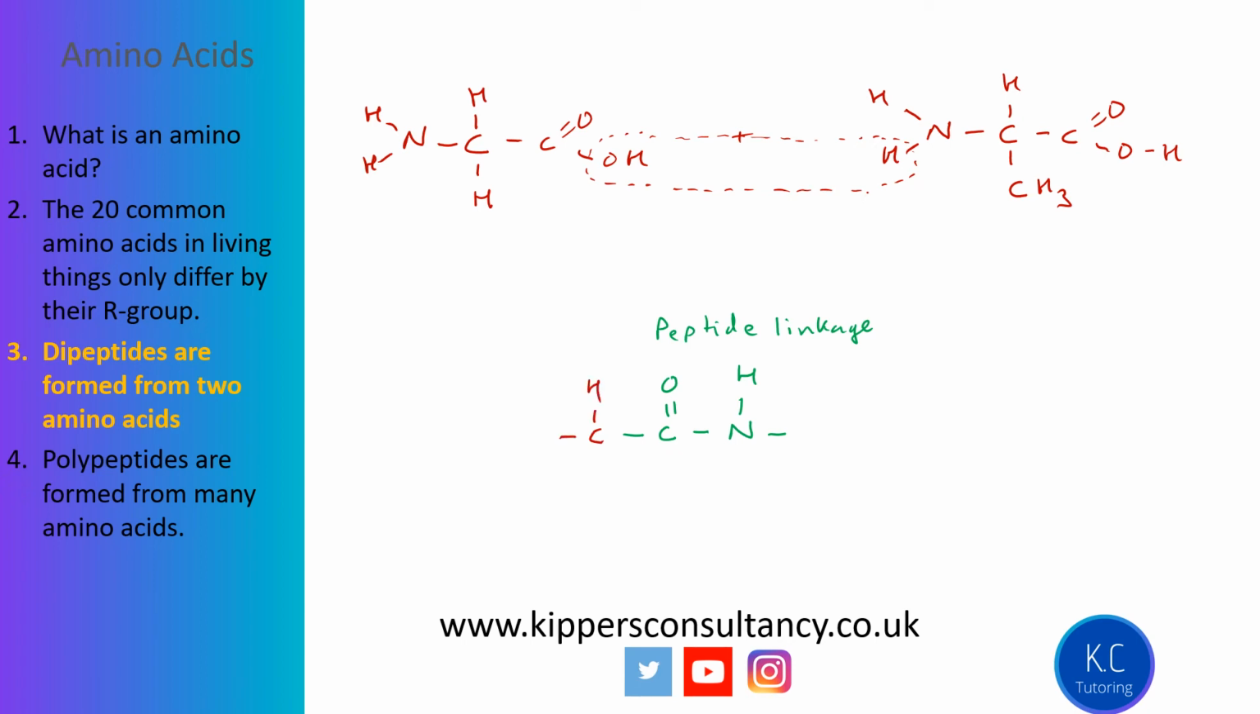And then we have the rest of the structure. Here our glycine with the hydrogen R group. And then here our alanine, carboxylic acid, and the CH3 R group. So that's how a dipeptide forms. And let's not forget also the water that is created as a byproduct, because this is a condensation reaction.